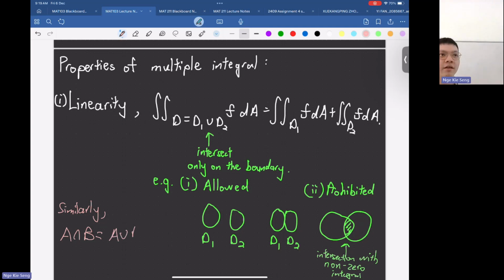A union B. Sorry, what should I say here? What's the thing I want to say here? What's the thing that's equal to A union B take away A intersect B? What's the thing I'm trying to say here?